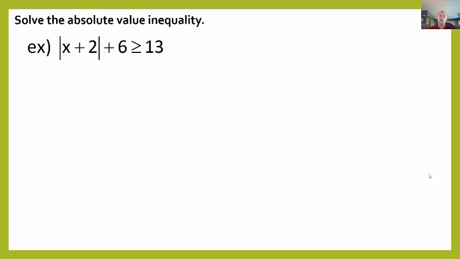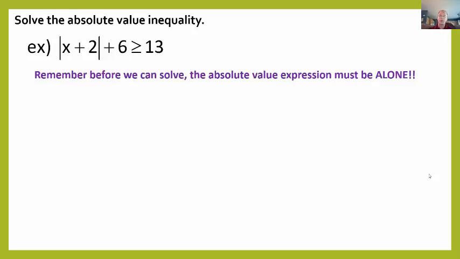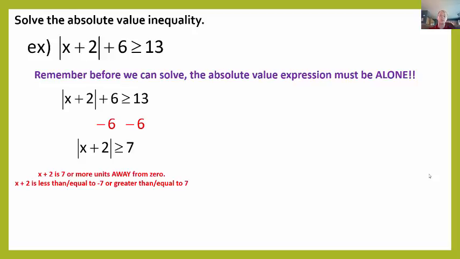Well, one more thing to talk about here before we turn you loose on your own is what happens if the absolute value expression in the inequality is not alone. Well, we've talked about this. Before we can start creating equations or inequalities, we have to get it alone. So I'm going to subtract 6 from each side to get rid of that constant, and then I have the absolute value of x plus 2 is greater than or equal to 7. What that's telling me is x plus 2 is more than 7 units away from 0, so my distances are moving away from each other. So that is less than -7, to the left of -7, and greater than +7, to the right of +7.